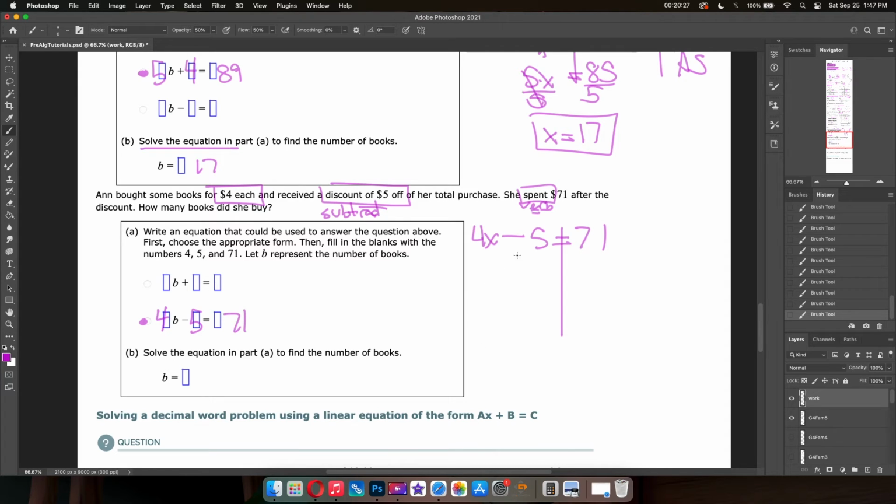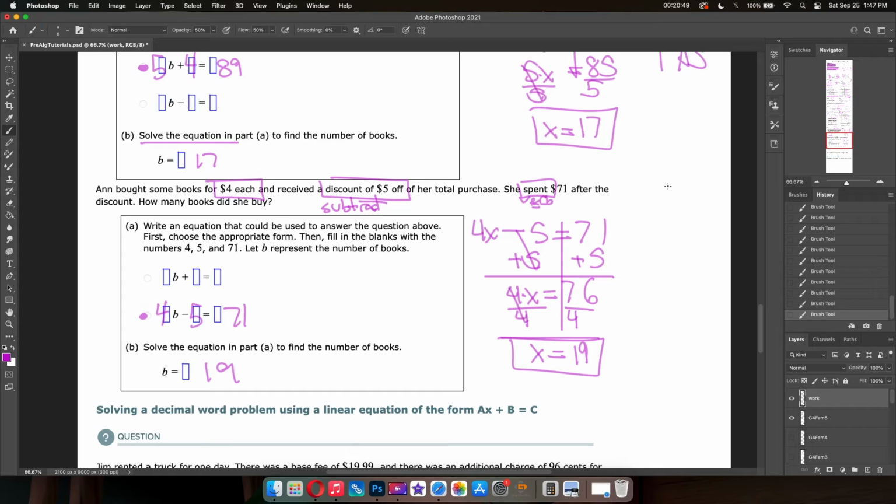So we undo our subtraction, plus 5, 4x equals 76. That's multiplication, so the opposite of that is division. X equals 19. And there's your final answer. Not so bad. All right. Again, you want your table of words here for this. It will help you figure out where your key pieces of information are.